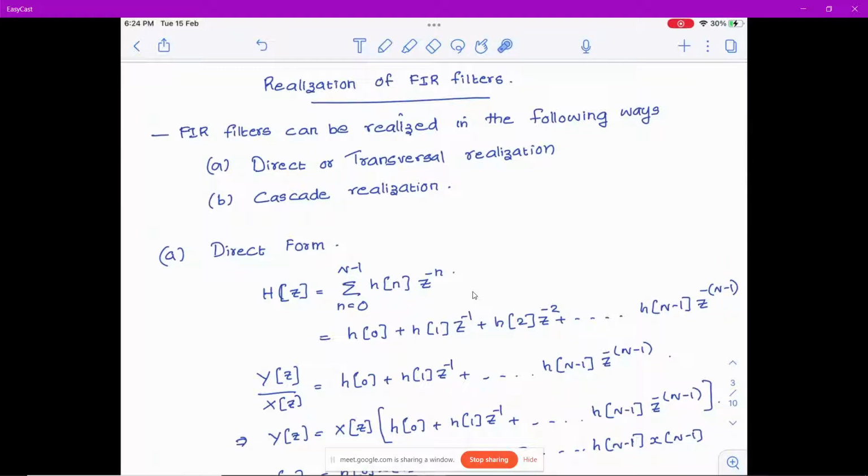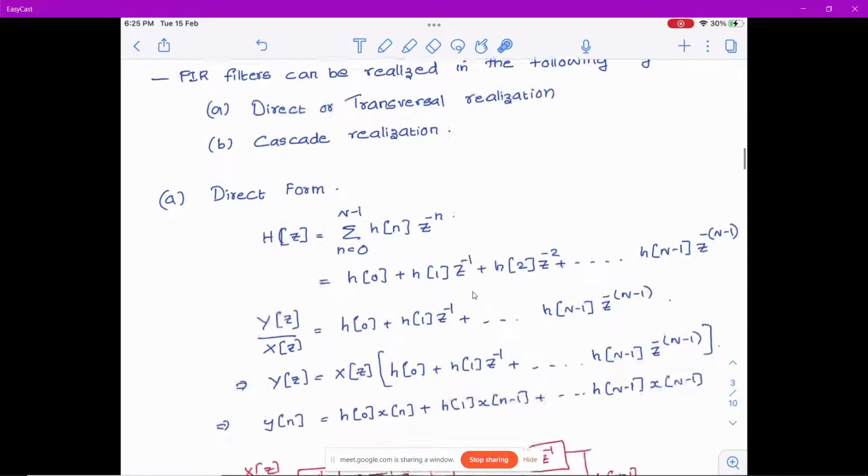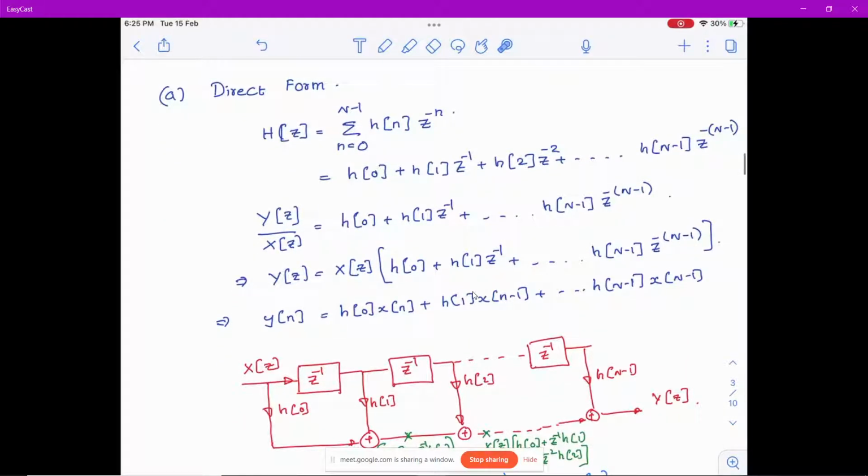Okay, so we'll go to realization of FIR filters. First one. So the FIR filters can be realized in two ways. One is called as direct or transversal realization, and second is called as cascade realization. Okay, so in direct form, again, we look at the general form of h of z in z transform, that is sigma n equal to 0 to n minus 1, h of n z raised to minus n.